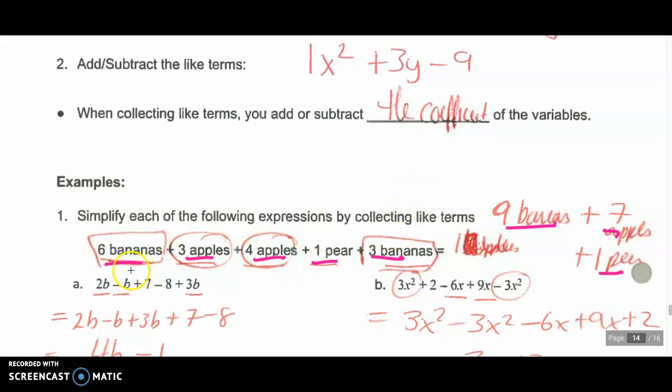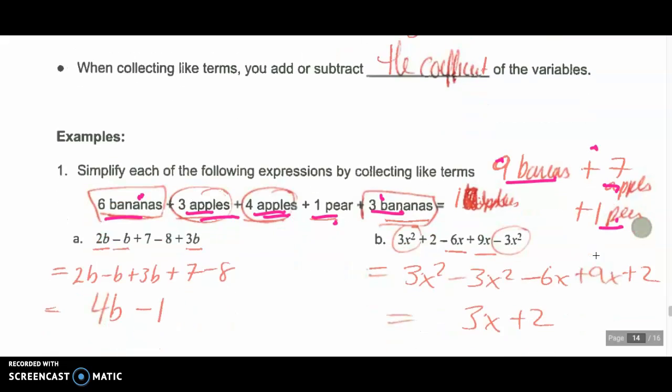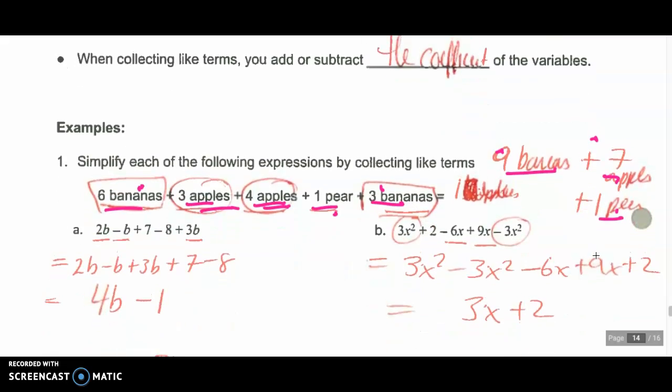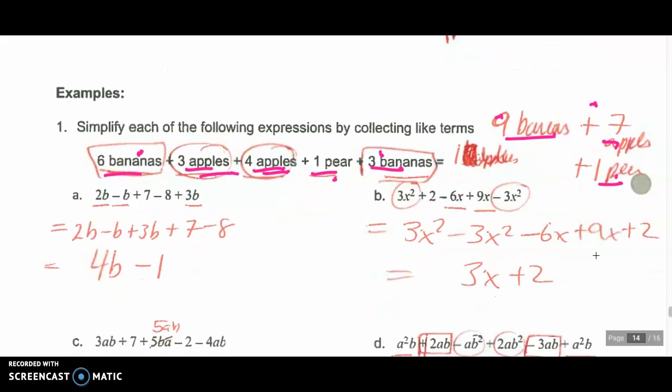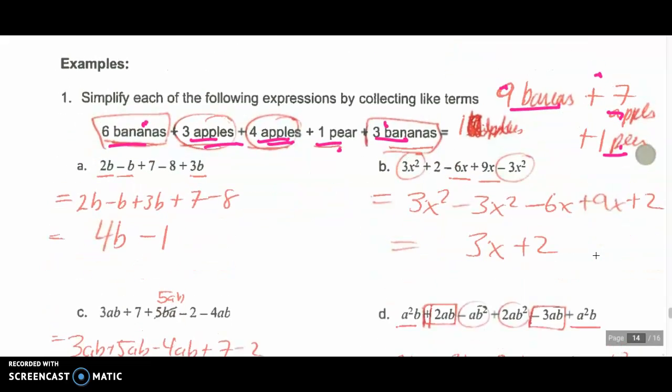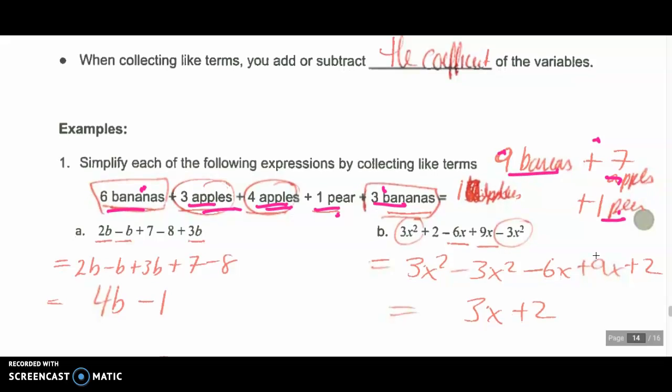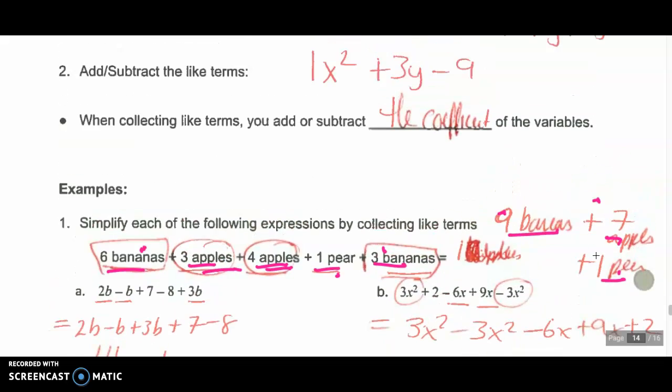What you're going to do is you're going to collect like terms. So I have 6 bananas and 3 bananas. I have 9 bananas. I got 3 apples, 4 apples. I got 7 apples, and I just have the 1 pear, so I have 1 pear. Stop there, okay? I know you would go, well, I got 17 pieces of fruit. That's fine. But we're talking about comparing bananas to apples here. It's a bit of a math joke.